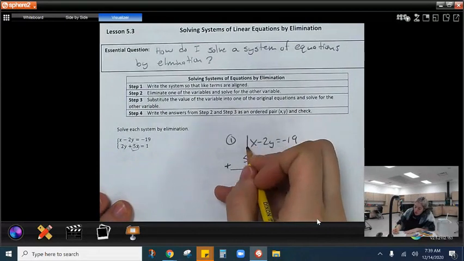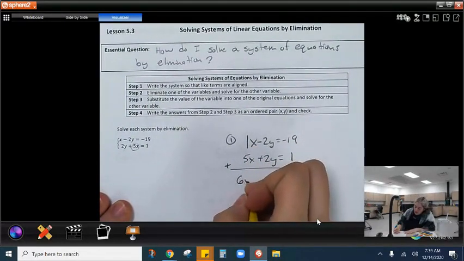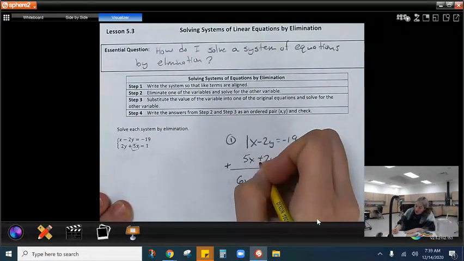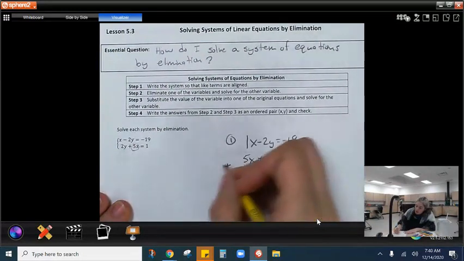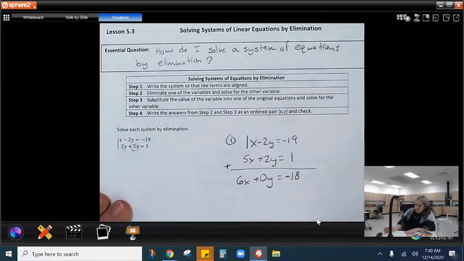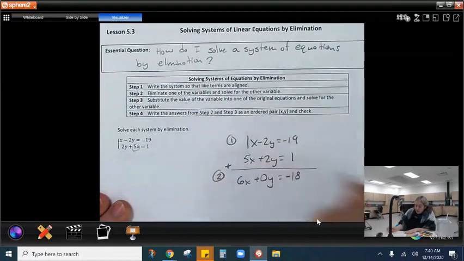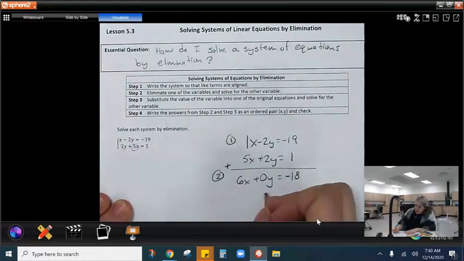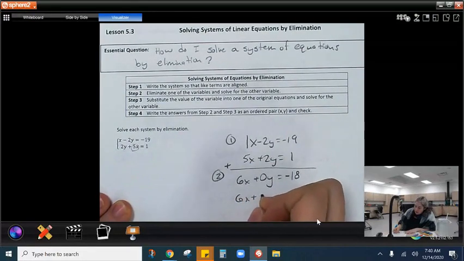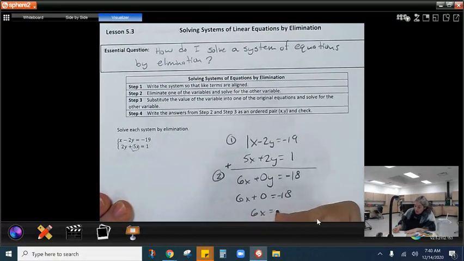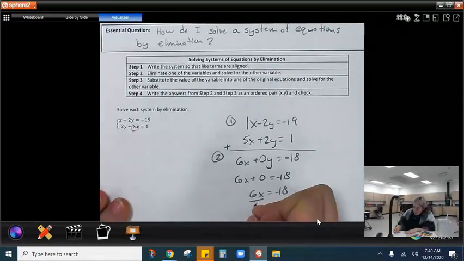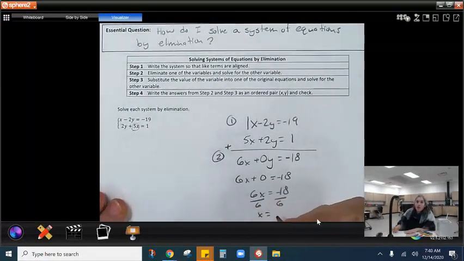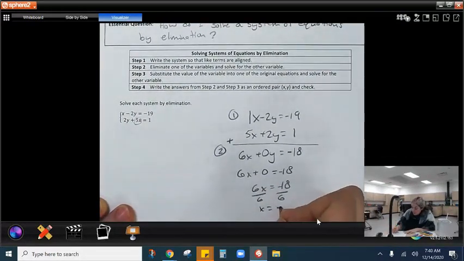So we've got 1x plus 5x is 6x. Negative 2y plus positive 2y is 0y. And then negative 19 plus 1 is negative 18. All right, and that's what we get. Now here's the nice thing. 0 times anything is 0. So we really have 6x plus 0 is equal to negative 18. Well, wait a second. 6x plus 0 is just 6x. Hey, look at that. We're one step away from solving this. So I just need to divide both sides by 6, and we get x is equal to negative 3.